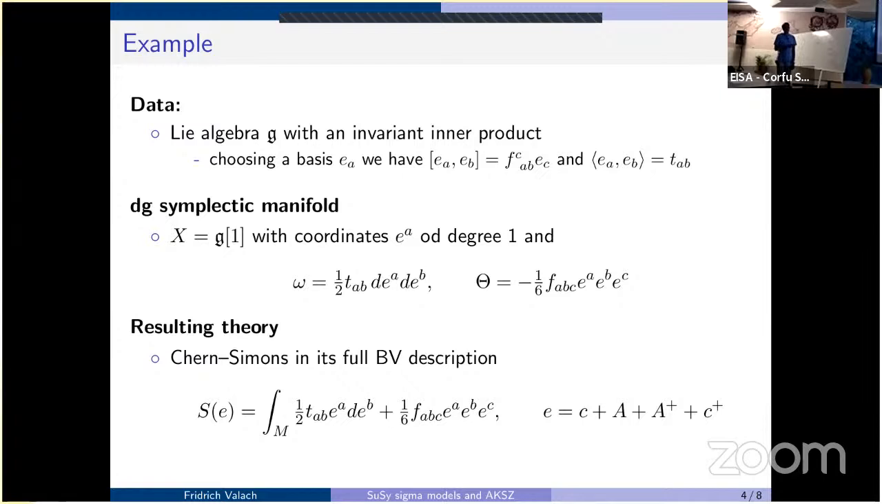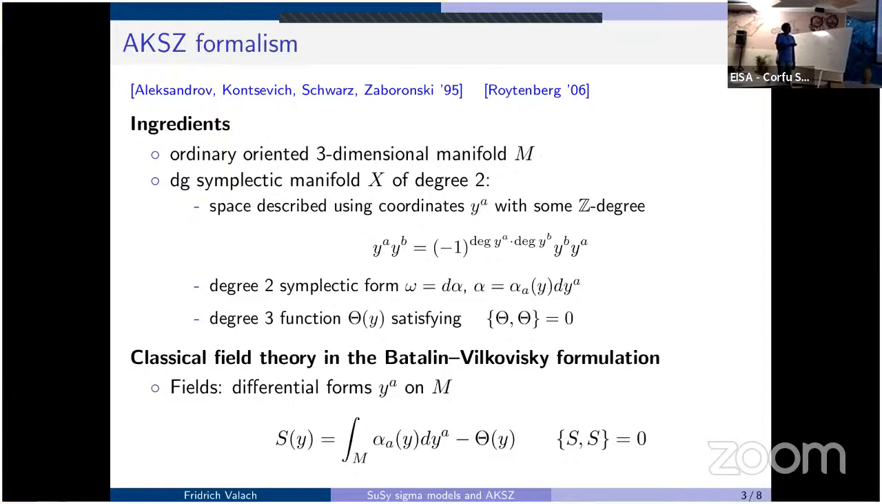And out of this, you can construct the manifold, which is usually called g[1], which is a space where coordinates are taken to be dual to this basis, which are now of degree one. So the one denotes the shift in degree. And you can construct the symplectic form and the function simply out of this data. So this metric will lead to this symplectic form. And the structure coefficients, if you lower the index, then you can create this function. If you calculate the degree, this is degree three, so that's precisely what you want to have here. And omega is degree two because it has two e's.